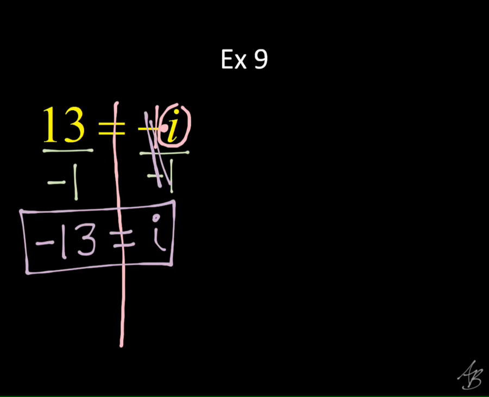I want you to notice for this problem, we started with 13 equals negative I, and we ended up with negative 13 equals I. So if you have an equation like that, basically the negative's just going to move over. Now, we can't really just move the negative sign. We have to show how we got the negative sign over there. But that's basically how it's going to end up.